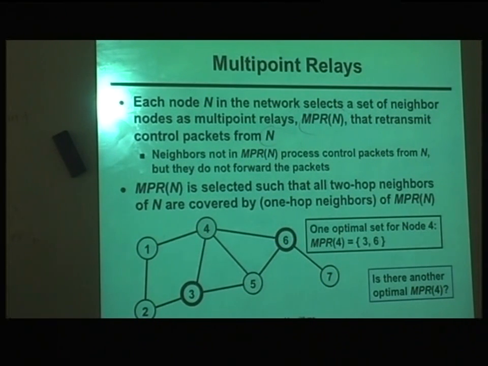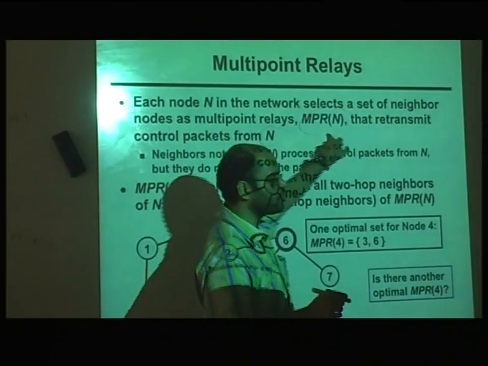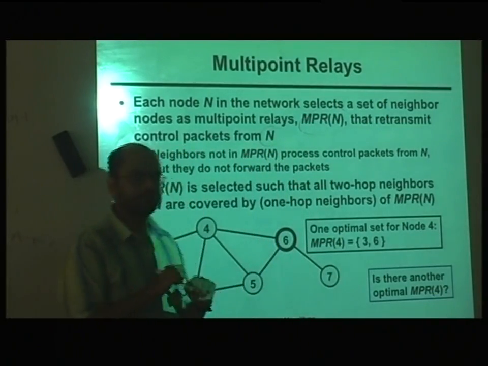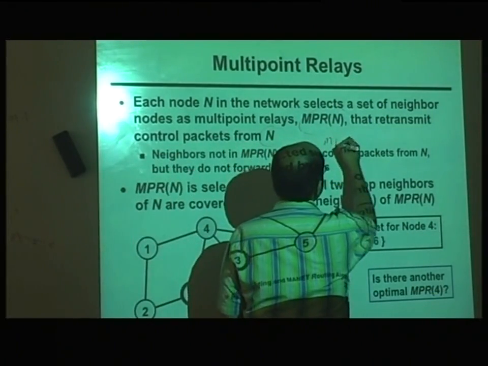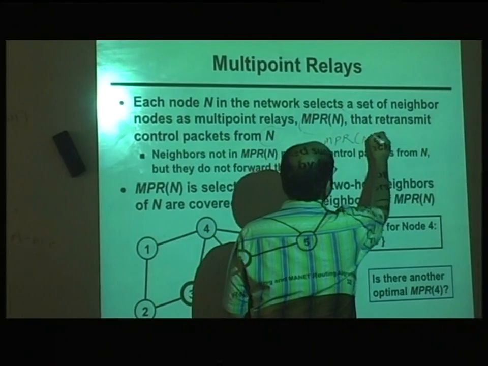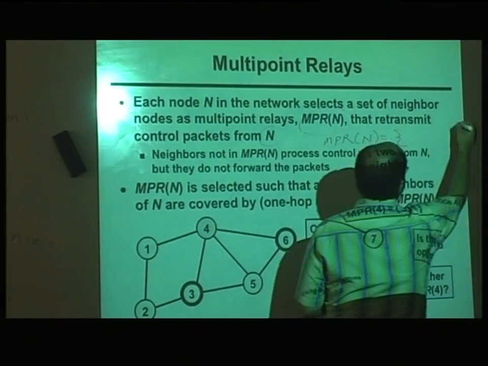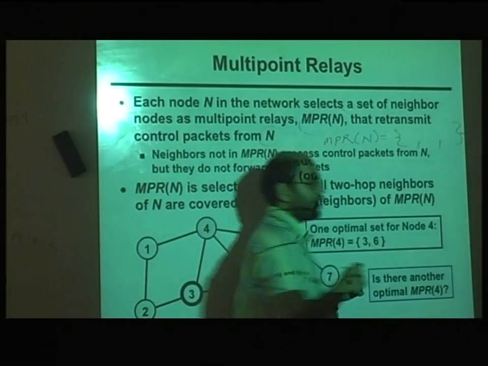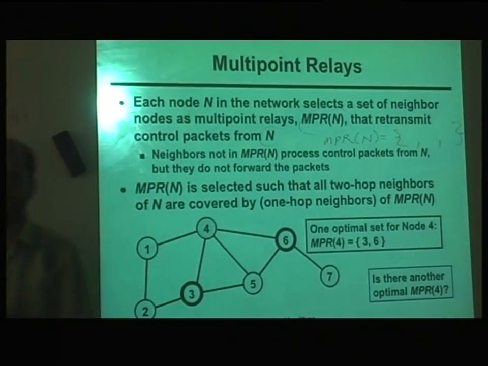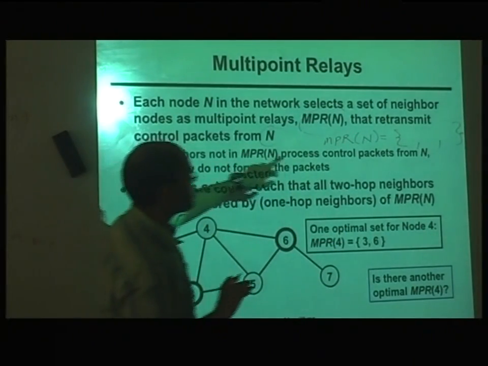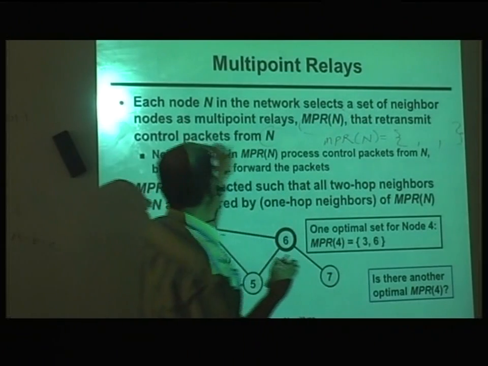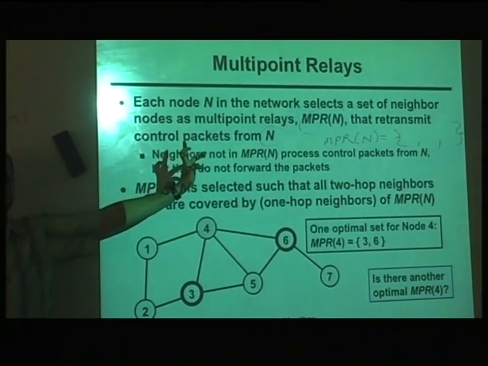Or just, if we eliminate the first part, the second part is that MPR of n is a set. It has multiple entities, members in the set, right? And these nodes will retransmit control packets from n. Nobody else will.